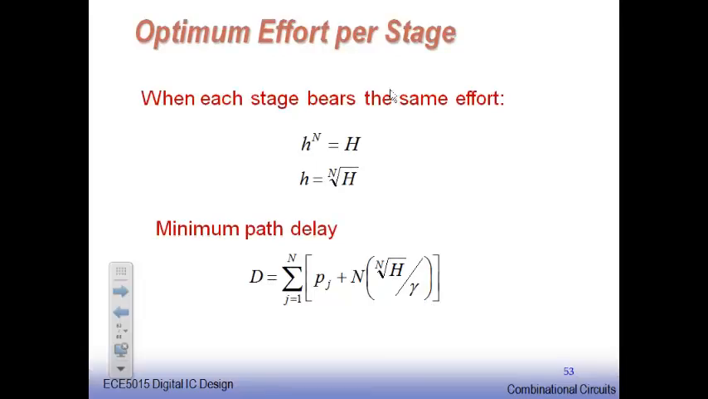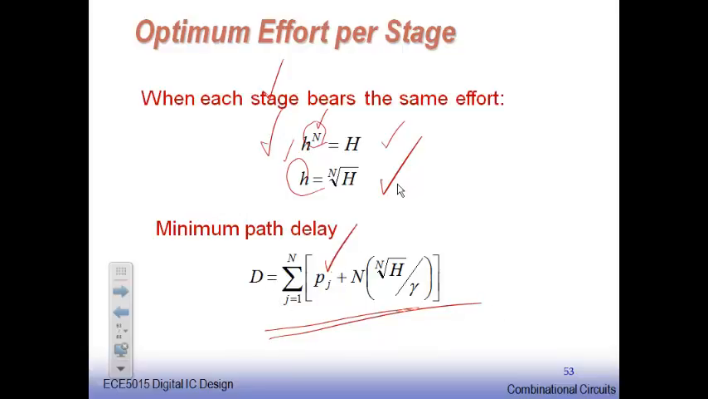So the optimum effort per stage, how do you calculate? In the same way as we did for my inverter, the effort to the power n, where n is the number of stages you will configure, is equal to h. So h is the nth root of capital H. So the minimum path delay would be this. It is the same just like how we had before. Additionally, I am putting in your Cj. That is due to the delay incurred by a complex gate compared against that of an inverter.